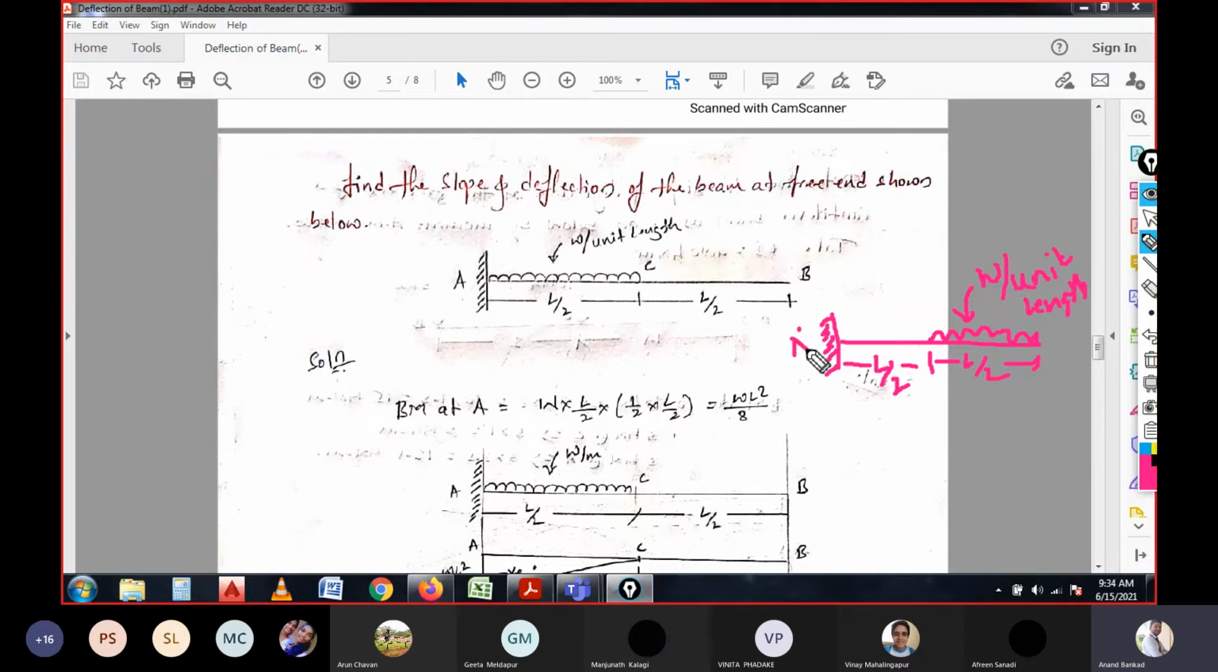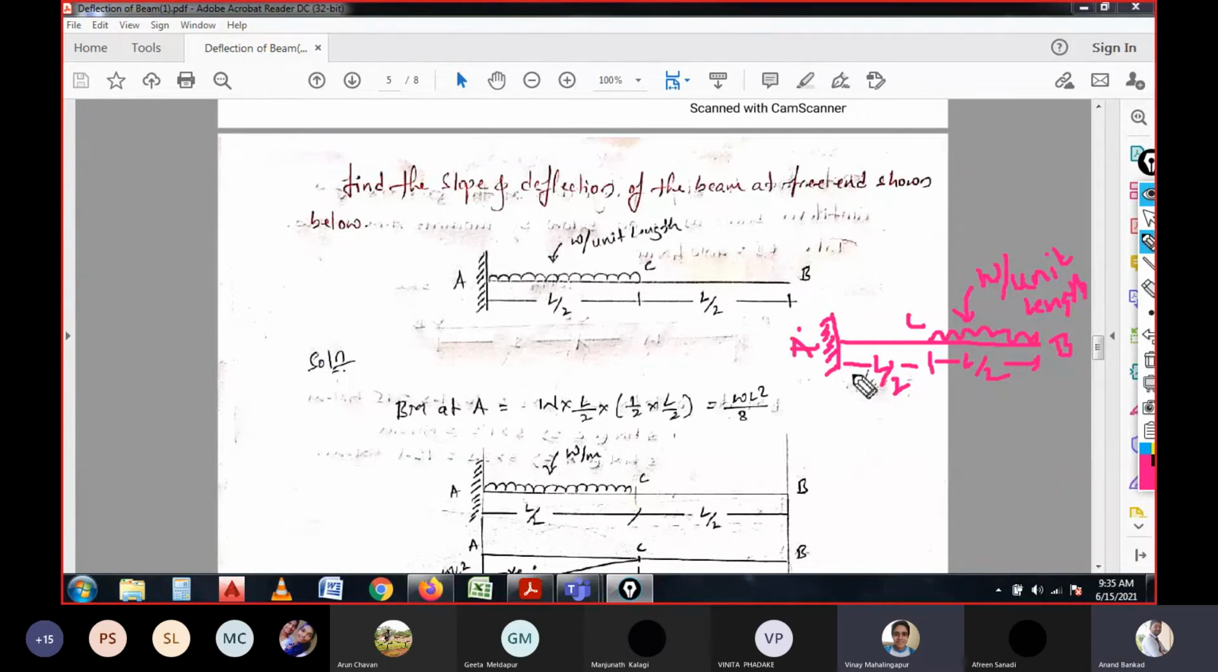So now it is support A, support C, and support B, right? I hope it is clearly visible, Arun. Yes, Arun, it is visible. Vinay? Yes, sir. Monica? Yes, sir, visible clearly. Yes, sir, it is visible, sir.